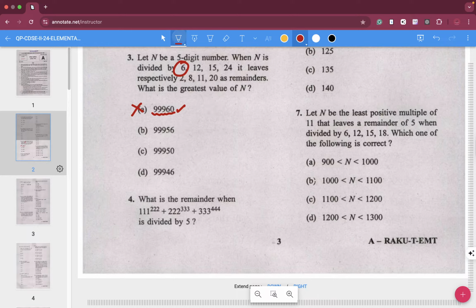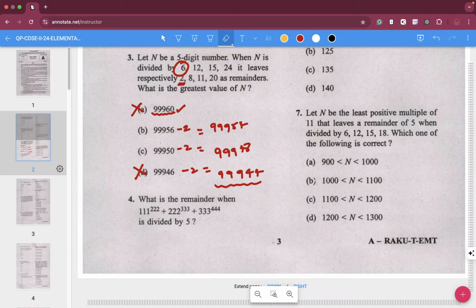Now if by dividing by 6 it leaves a remainder of 2, which means if we do minus 2 over here, this number should be divisible by 6, right? Which means 99954, 99948, 99944, right? Now this number, if you can see clearly, it is not divisible by 3, which means this answer is also not possible, right? So you have only two options possible over here, B and C, right?